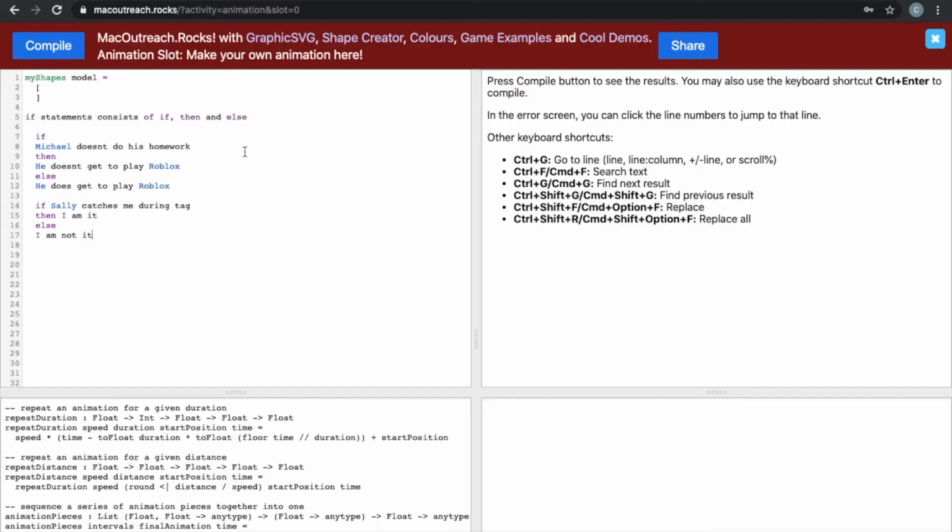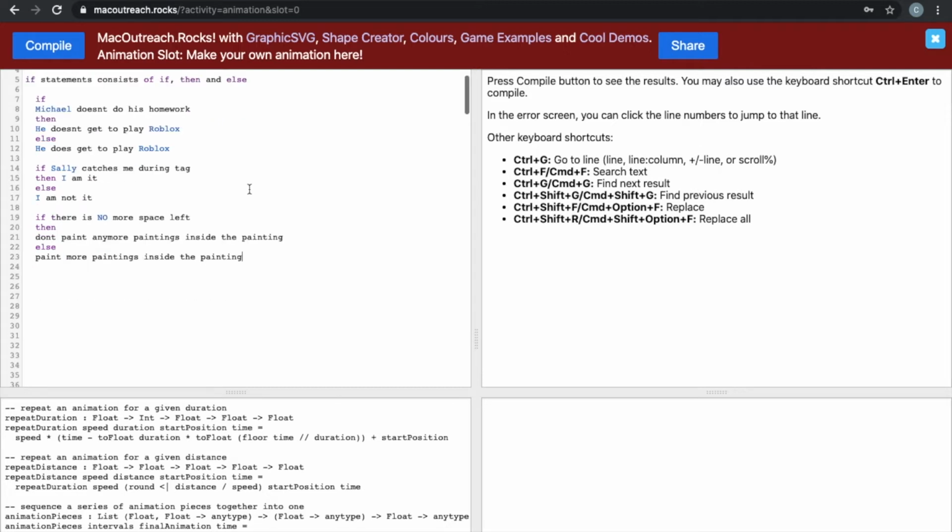In other words, we would write something along the lines of, if there is no more space left, then don't paint any more paintings inside the painting. Else, paint more paintings inside the painting. Alright, so those are some real-world examples of if statements. But let's talk about using this whole recursion and if statement thing in Elm.